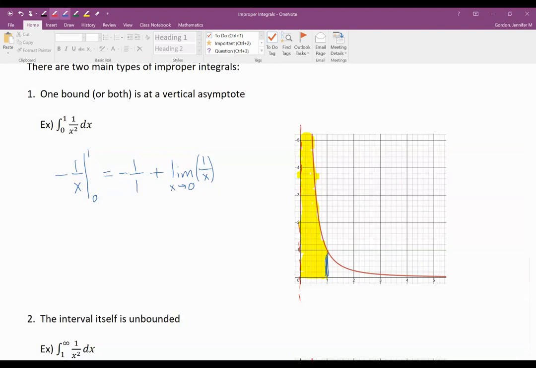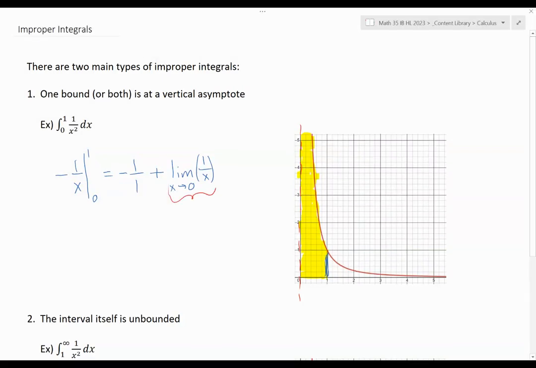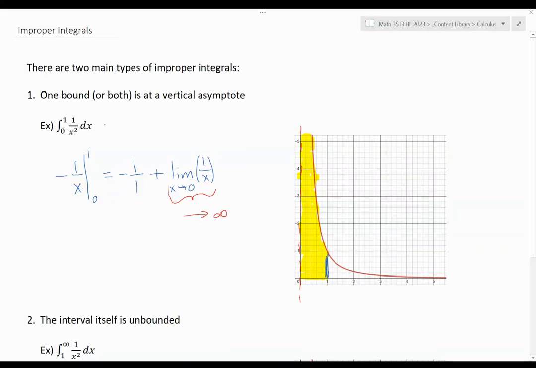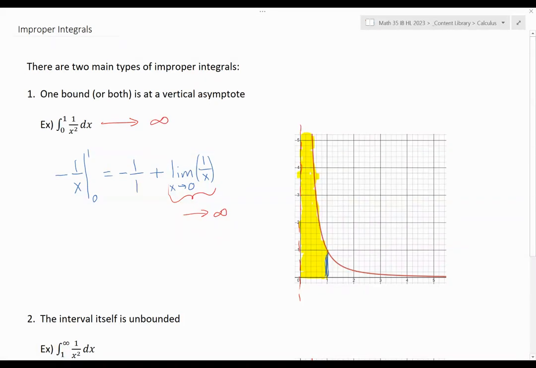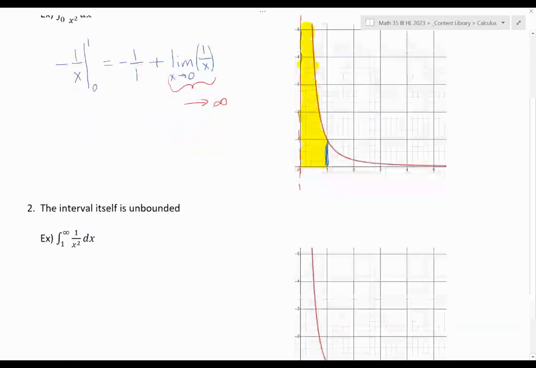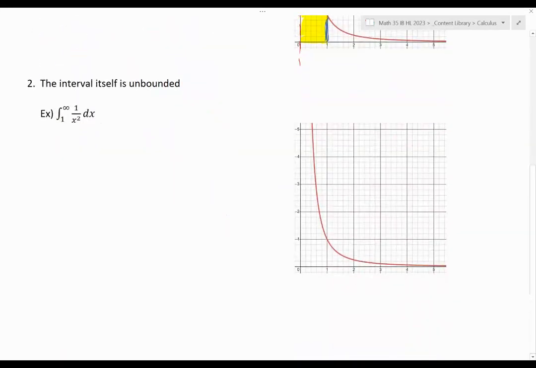As I consider that limit, this limit actually is infinite. So this goes to infinity. Essentially what I end up with is negative 1 plus infinity, so obviously this just goes to infinity. This actually is not a finite area. This improper integral does not have a numerical solution. It's unlimited.